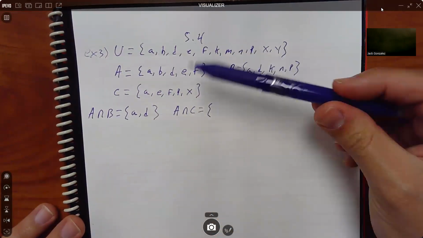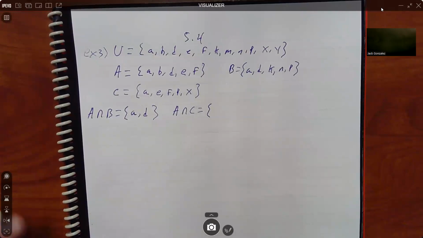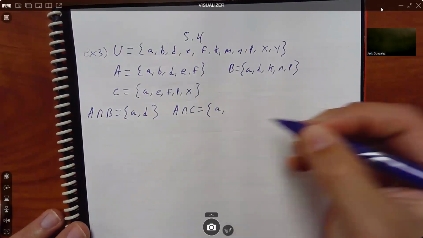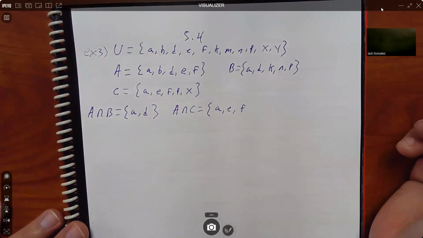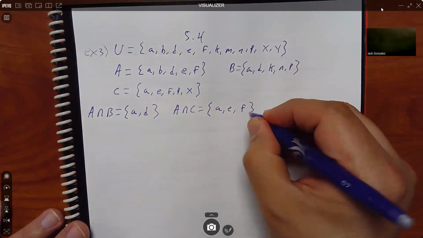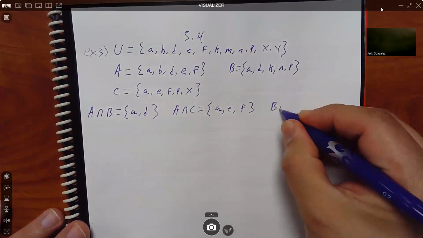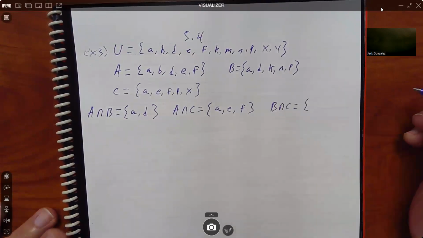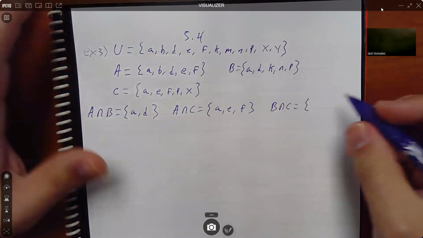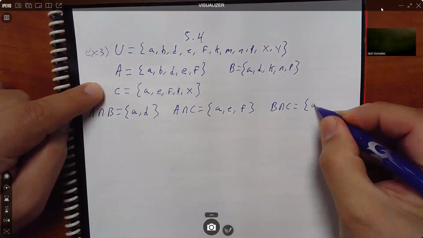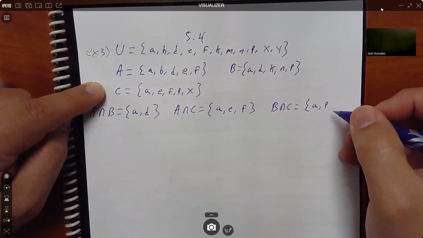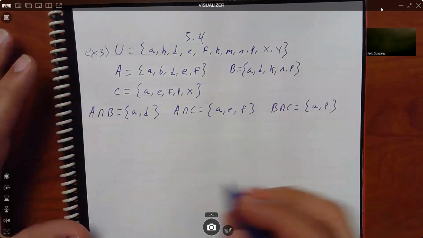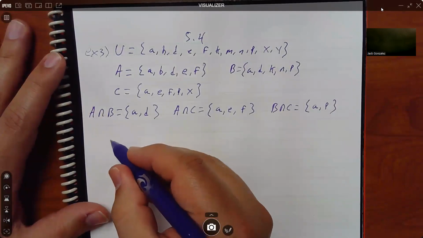Do they have anything in common? A, E, F. Is that it? Okay, last one. B intersect C. So this is all three sets intersected together. P. That's it, right? Okay. All right. Let's see here.